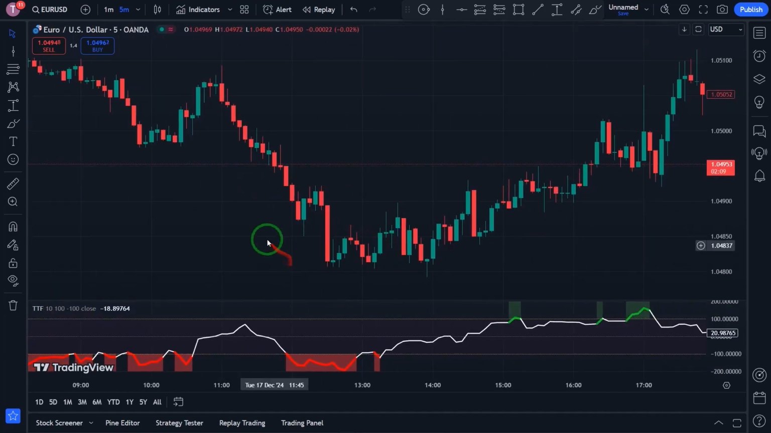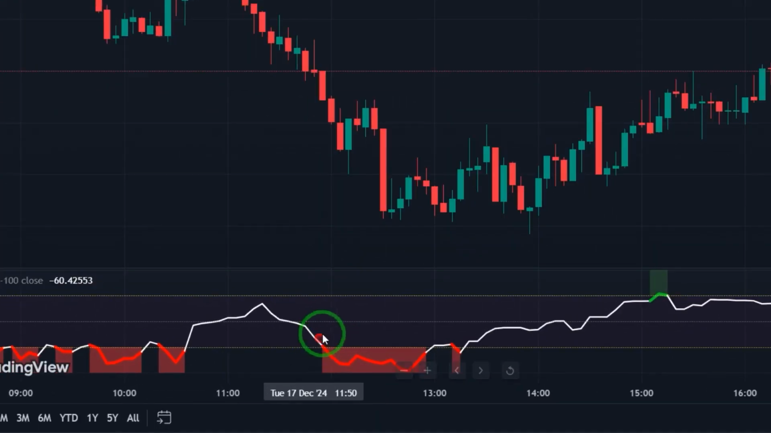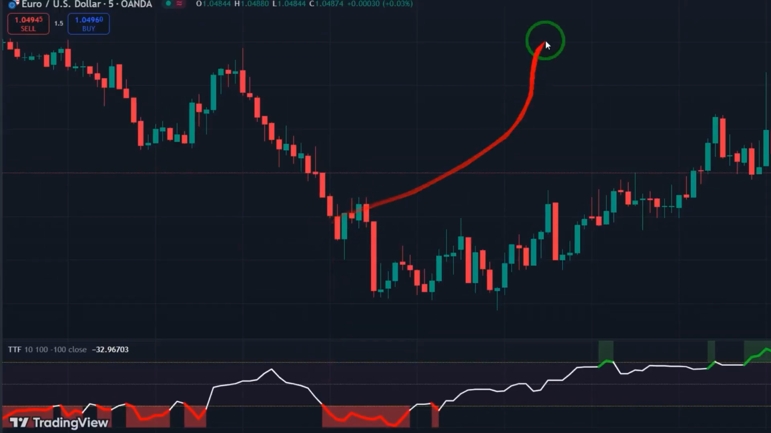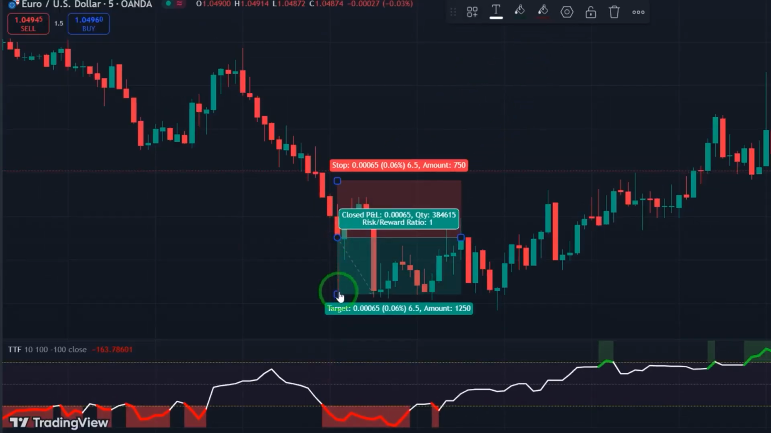However, as I mentioned, since it's possible, it might not happen. Like here, where it doesn't give us a correct signal, and if we enter the trade, we would definitely incur a loss.